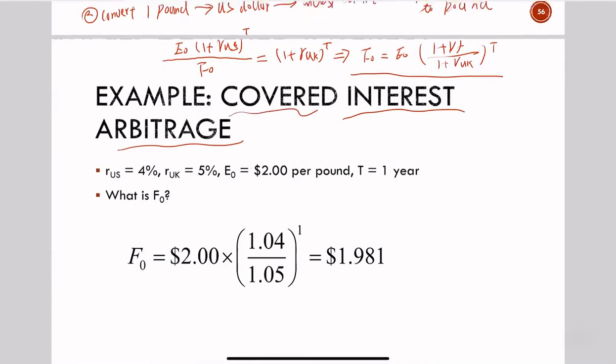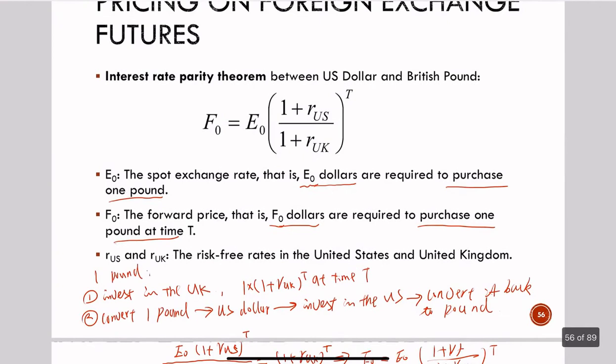Well, because when you're doing this interest arbitrage, you could suffer from exchange rate movements. So you will use a futures position to hedge against this exchange rate movement. So that's why this is called covered.